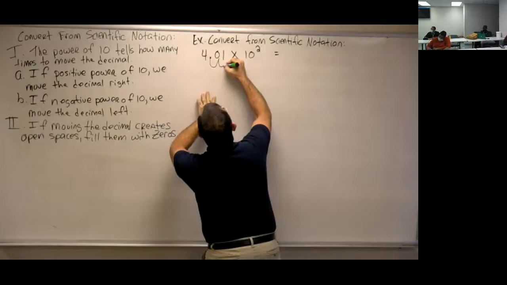Next one: 3.6 times 10 to the 6. Now remember, 10 to the 6 is a 1 with 6 digits behind it, so that's like a million, right?